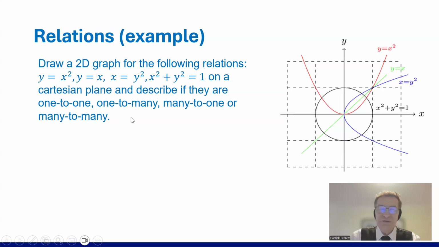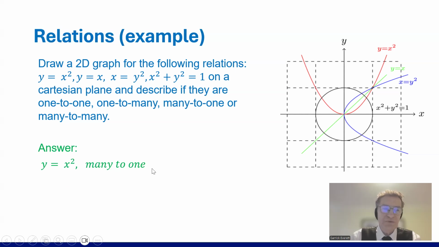Now describe if they are one-to-one, one-to-many, many-to-one, or many-to-many. The one-to-ones and many-to-manys are really easy. It's really about getting the one-to-many and many-to-one right by making sure you get the x's and y's in the right order. Y equals x squared is many-to-one. If I make x 2, x squared is 4, so y is 4. If I make x minus 2, then y is 4 again. So many x's can give one y. That's really how you need to think of that.